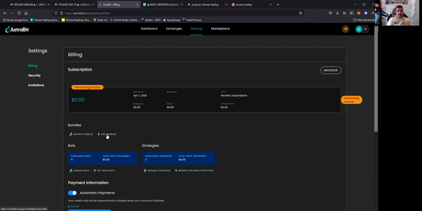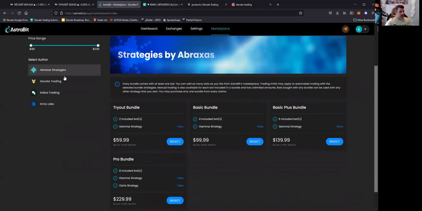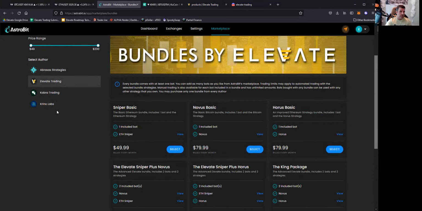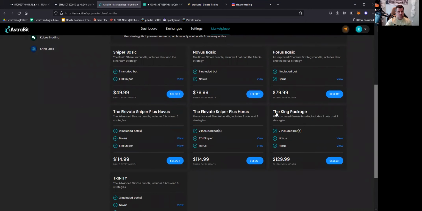when purchasing a bundle, if you purchase one bundle, you can't purchase an additional bundle. The AstroBit platform doesn't allow that. So in order to purchase additional bundles, you're actually adding a bundle. So you can go to add bundle, and then you can choose what strategist you wish to add. So if you wanted to go into Elevate and you do Horus Basic, and then of course now you get your bot plus the strategy itself. And this is billed every month.